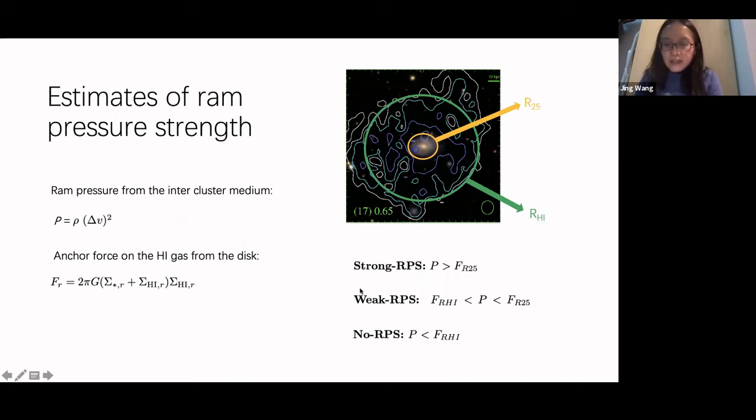And we divide the galaxies into strong ram pressure, weak ram pressure, and no ram pressure. We call it a strong ram pressure if the ram pressure exceeds the anchoring force at R25. It means that the ram pressure can remove the gas very close within the stellar disk. We call it a weak ram pressure case if the ram pressure does not exceed the anchoring force at R25, but it exceeds the anchoring force at RHI. It means that it can strip the gas beyond the stellar disk. And finally, we call it a no ram pressure stripping case if the ram pressure is lower than the anchoring force at RHI.